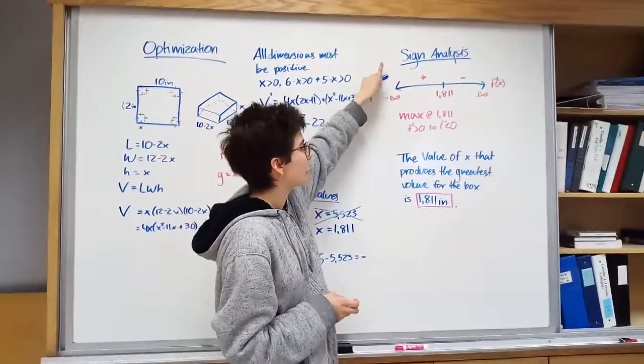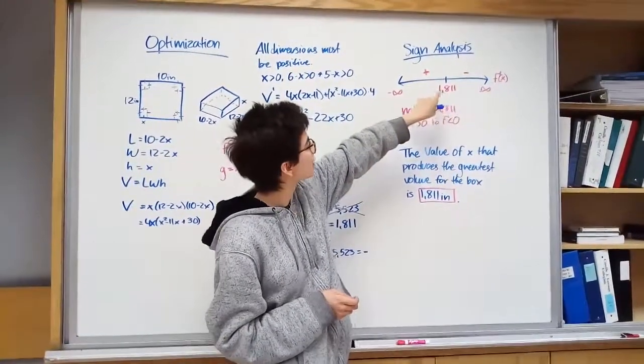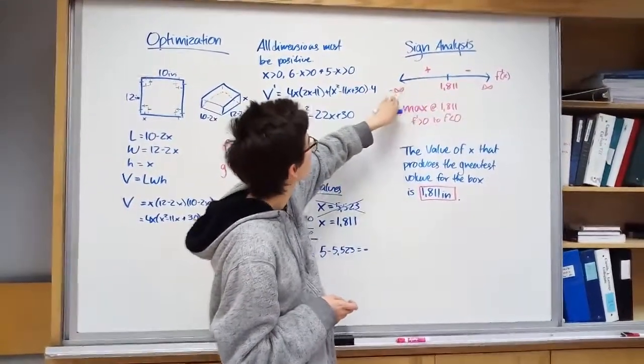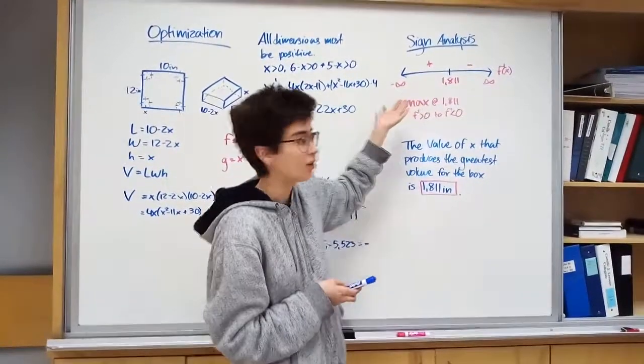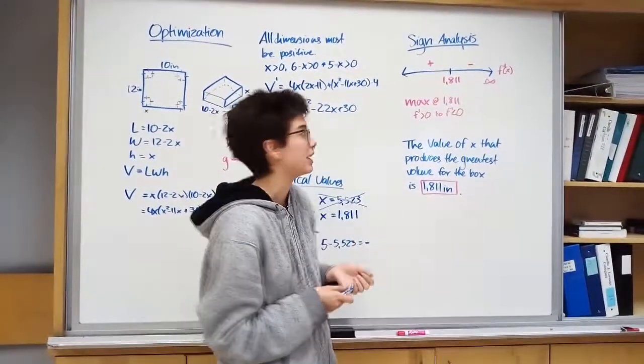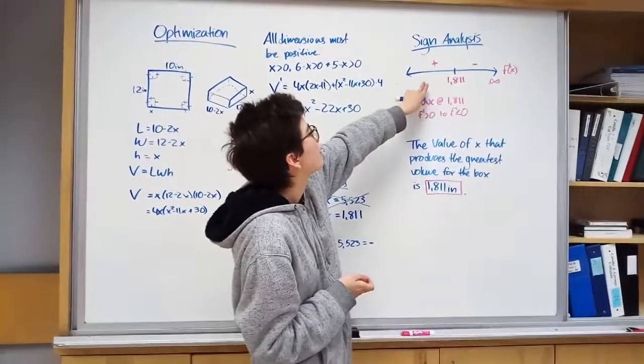In our sign analysis, I put the 1.811 right in the center there, and it's negative infinity to positive infinity, which is actually incorrect because we want it to be greater than 0, so it can't actually be up to negative infinity. But we have the positive, negative.